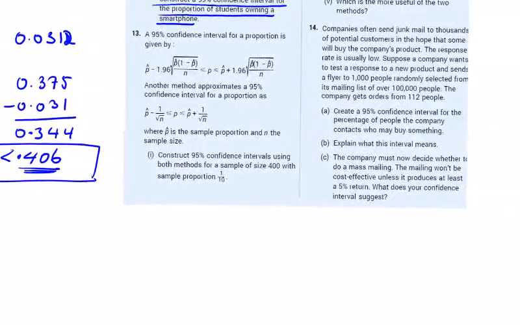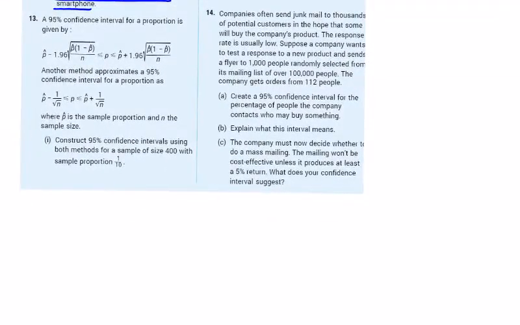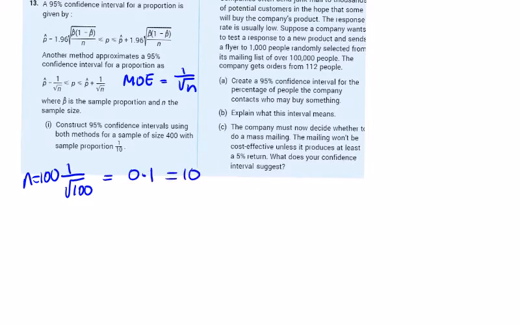Now, question 13, a 95% confidence interval is given by this. We've seen this already. Another method is this 1 over root n. Now the margin of error, basic margin of error, is equal to 1 over root n. A couple of basic examples. If n is 100, 1 over the square root of 100 is 1 over 10, 0.1, which is 10%.